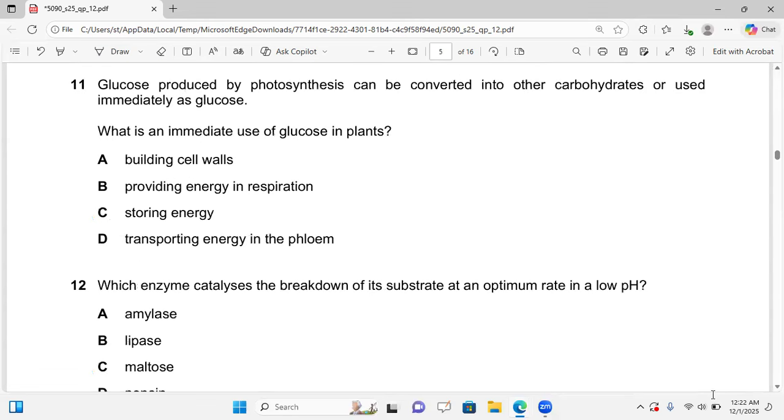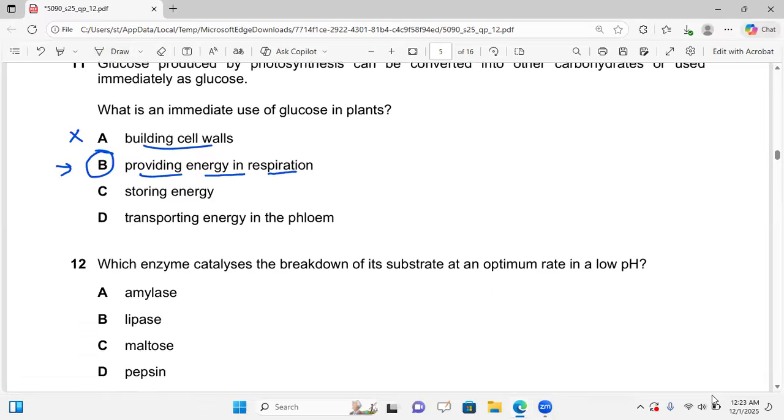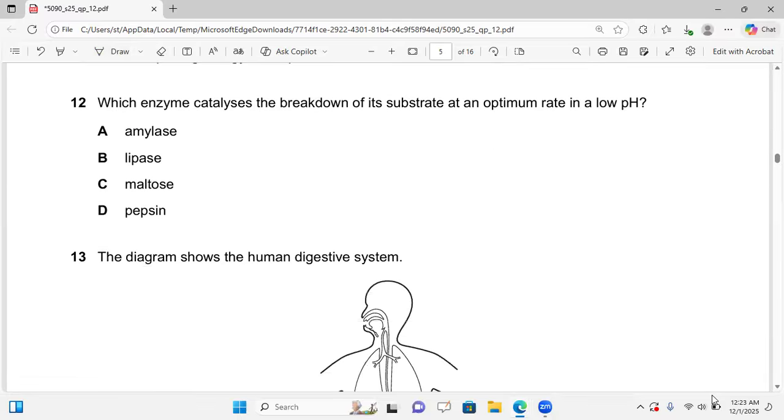Let's move to number 11. Glucose produced by photosynthesis can be converted into other carbohydrates or used immediately as glucose. What is the immediate use of glucose in plants? Building cell walls? No. Providing energy in respiration? Yes, this is the instantaneous use of glucose, producing carbon dioxide, water, and ATP during respiration, where glucose reacts with oxygen and ATP is produced, required for respiration energy for the plant.